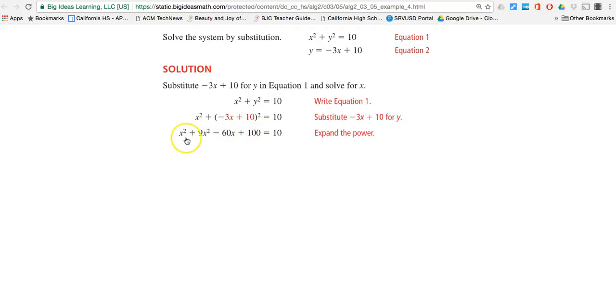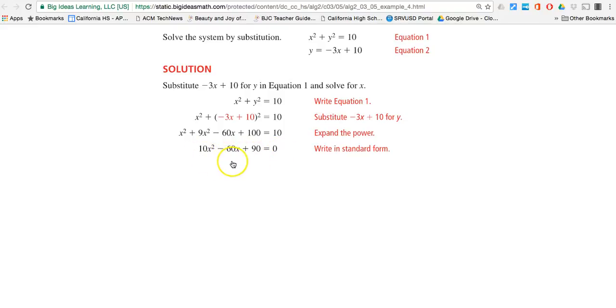Next thing you're going to want to do is combine like terms. So here our like terms are 10x squared, and then you're going to want to put this in standard form. So you're also going to subtract 10 from both sides. So you've again squared negative 3x plus 10, you combine like terms, and you subtract 10 to put this into standard form.